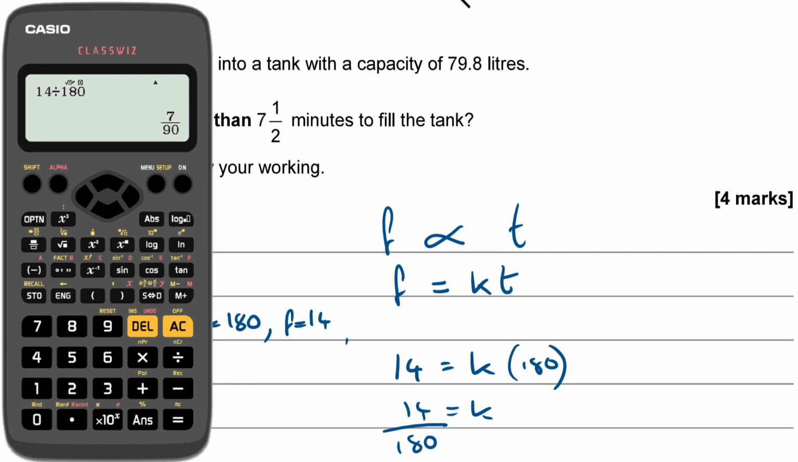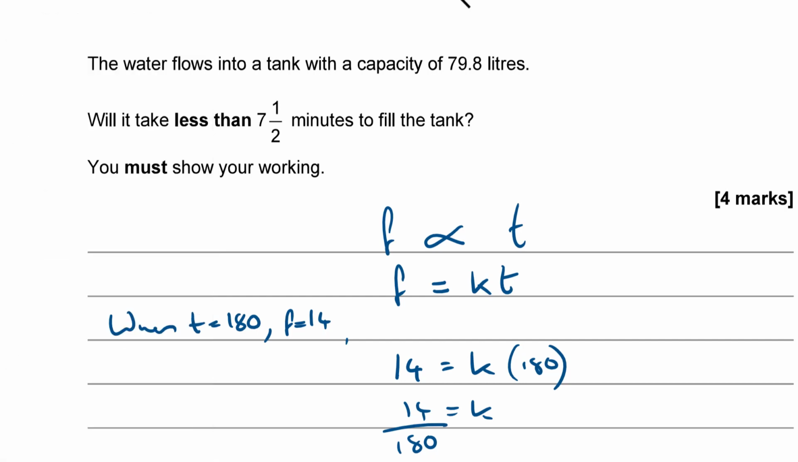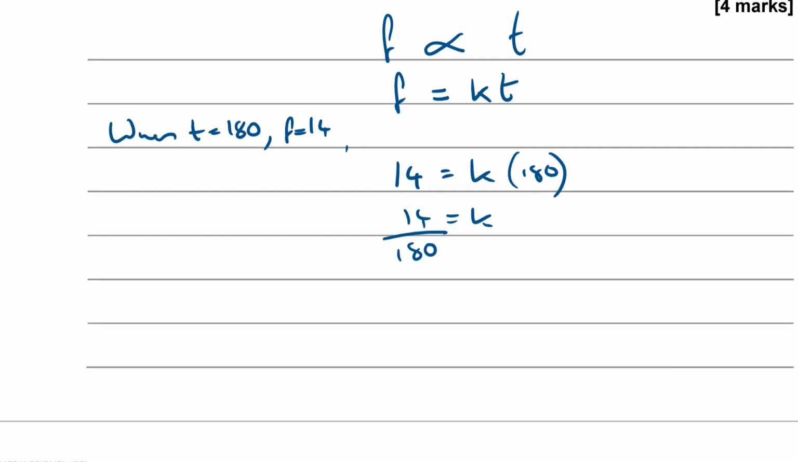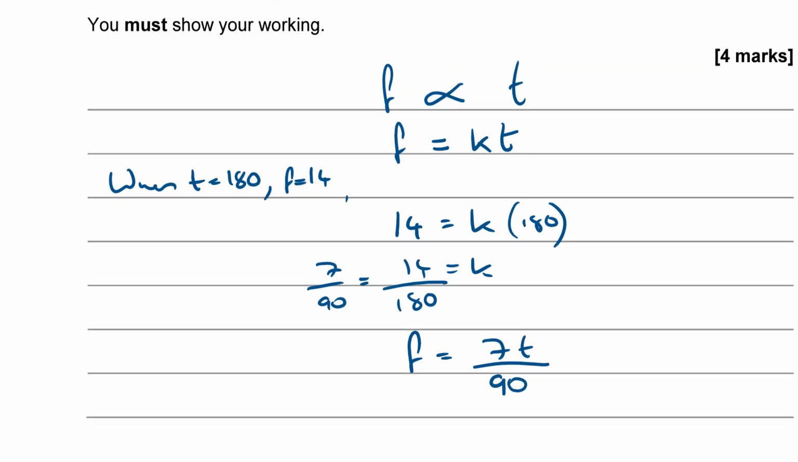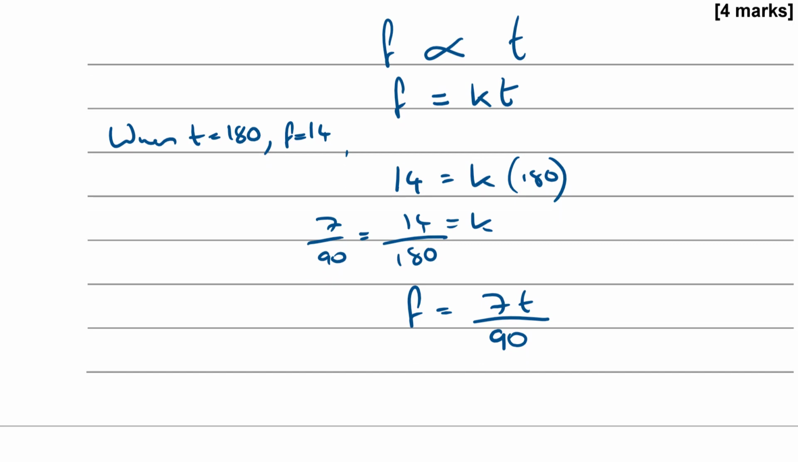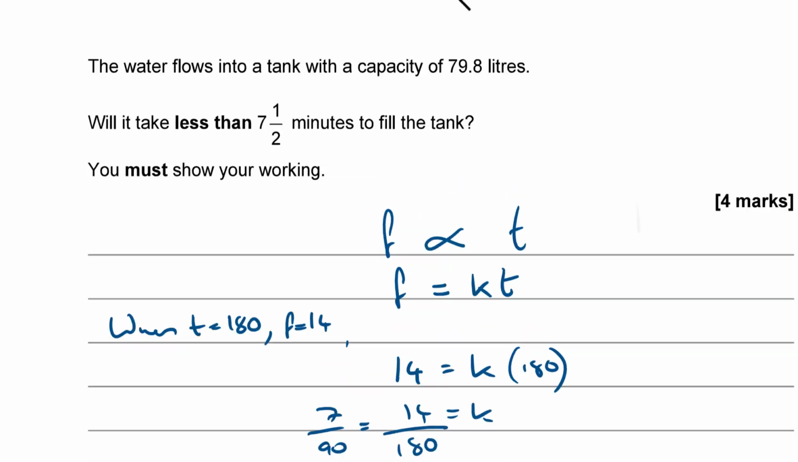Cancel down, well, not very much. 7 over 90. So the complete equation then. We're saying this cancels down to 7 over 90. So the complete equation for this relationship is f is equal to 7 lots of t over 90. Now we've got a formula that links f and t together. We can find what f is at any given t.